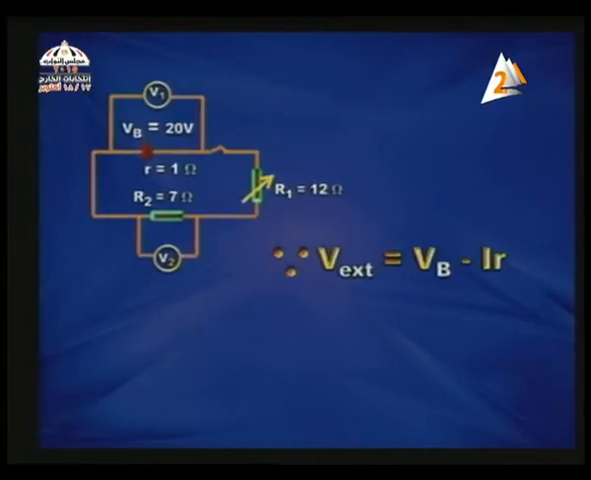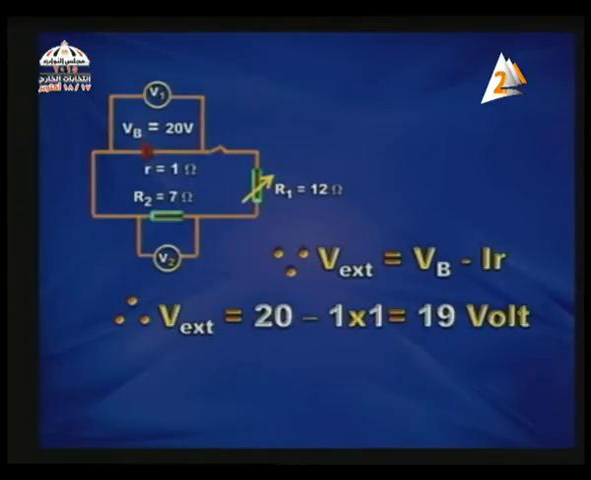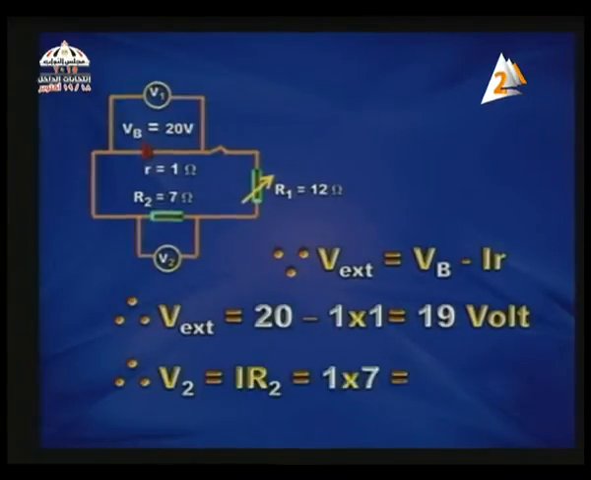And what about V external? It is equal to V battery minus Ir. V battery 20 minus 1 times 1, it is 19. Okay, V external is increased. It was 18, but now it is 19. And what about V2? IR2, it is 1 times 7, it is 7 volt. In the previous, it was 14, so it decreased. Okay, we managed to explain it.